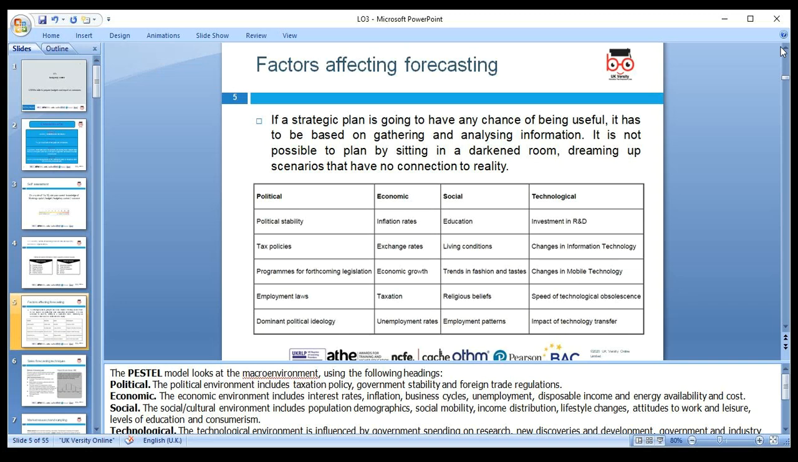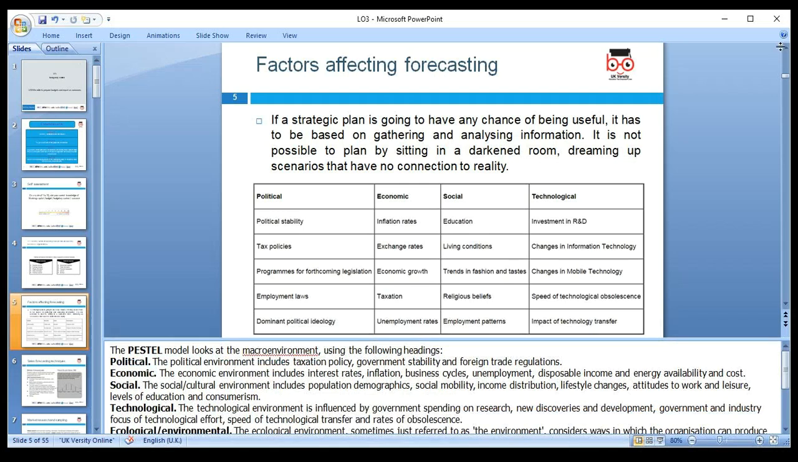So how can we be real? We should have good information about the political situation, about what is happening in the economy, about social factors, and about technology factors. Based on these, we can make decisions and we can forecast.